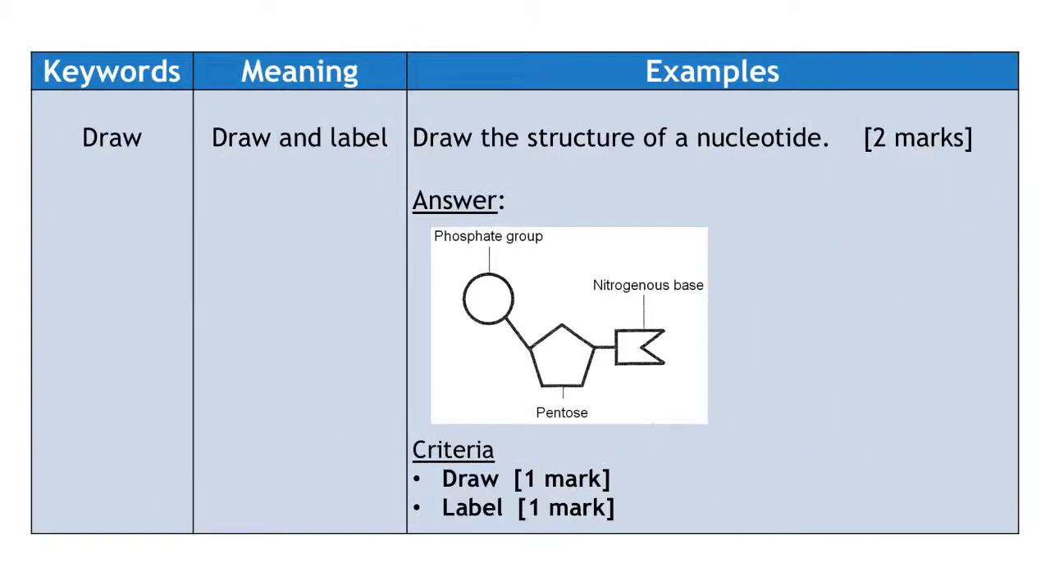Next question. Draw the structure of a nucleotide. 2 marks. The keyword used in this question is draw, which means you need to draw and label the structure of a nucleotide. This is the answer. Use a pencil to draw the structure without broken line. And the marking criteria in this question: drawing 1 mark, labeling 1 mark.